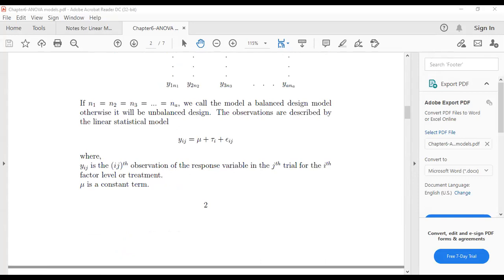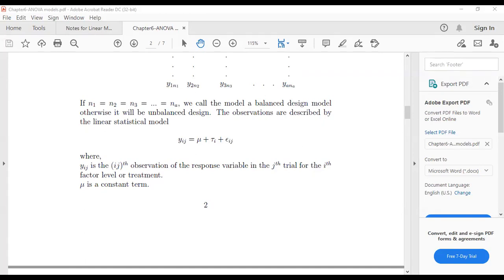Any questions, guys? Any questions before we look at an example? Silence means there are no questions, right?